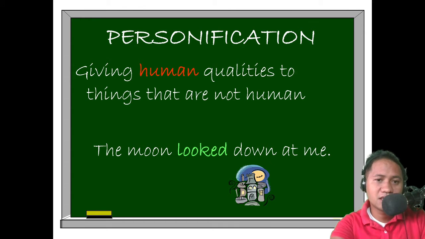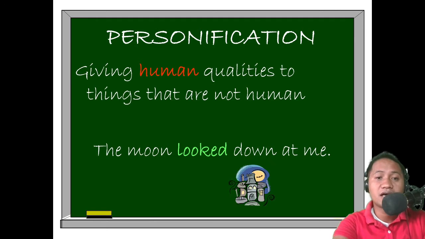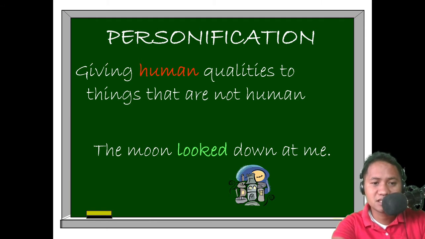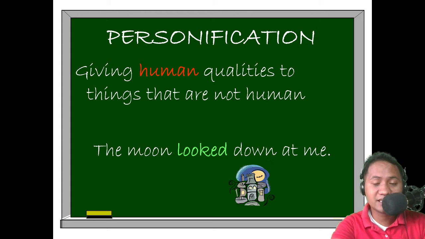Personification. Giving human qualities to things that are not human. Ang atong keyword diha is human qualities. Example, the moon looked down at me. Ang gitagaan diha og qualities is ang moon nitan-aw daw sa iyaha.